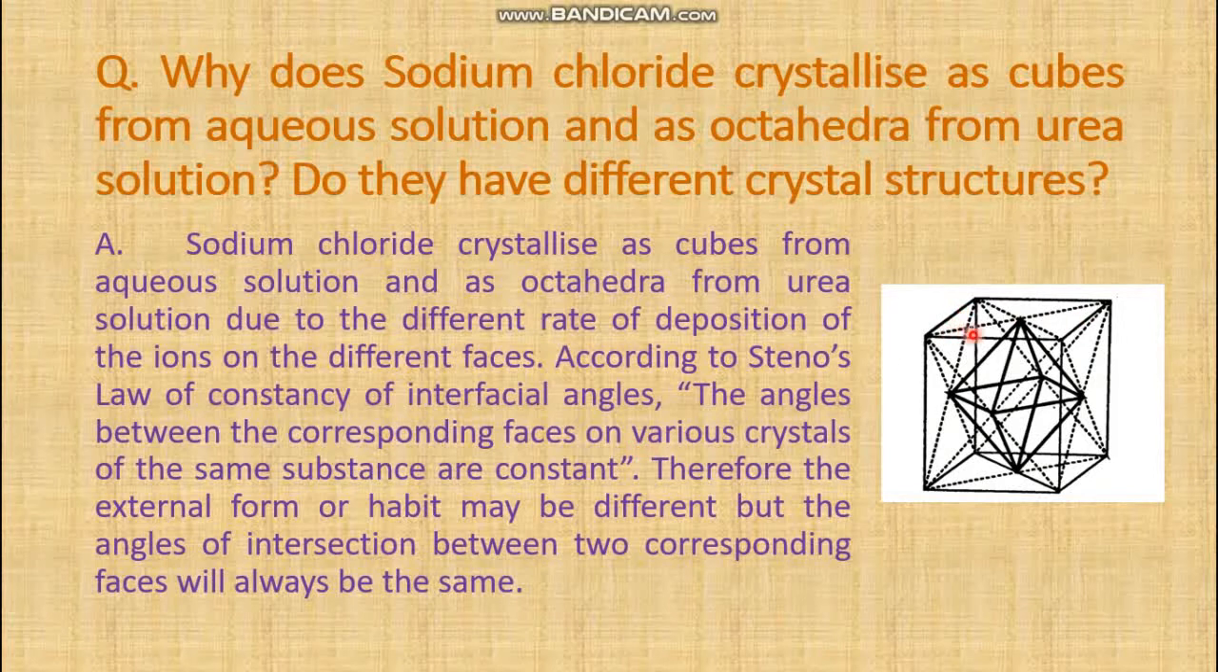Look, the external shape is cubic, whereas the internal shape is octahedral, but the crystal structure is the same, isn't it? Sodium, sodium, sodium, sodium, chloride, chloride, chloride. When this shape is externally repeated, it will look like an octahedron, whereas when this shape is repeated externally, it will look like a cube, but the corresponding positions of the ions are the same.